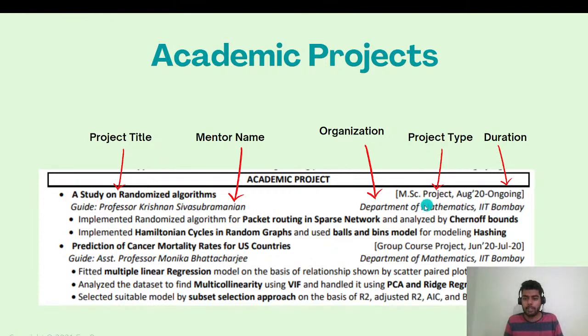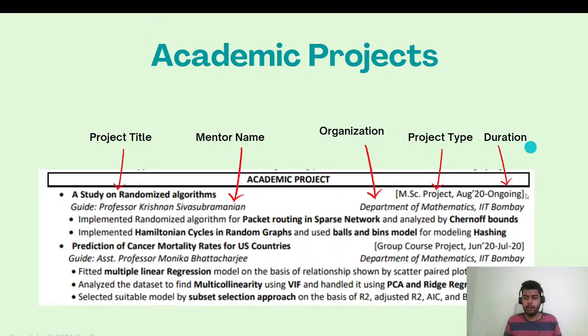Okay, and project type. On the right side of the first line, you can see a few things written. First is the MSc project. Academic projects are of a certain kind. Maybe it was an MSc project, a group course project, or a summer project, it can be anything. If you want to mention the project type, you can. Obviously MSc project, because someone has an MSc thesis, someone has an MTech project or BTech project. You can mention that in this way.